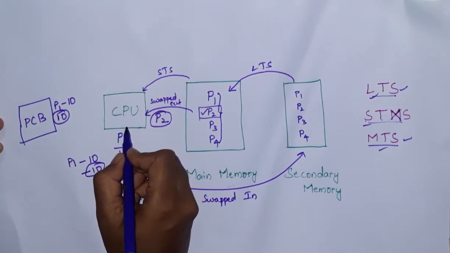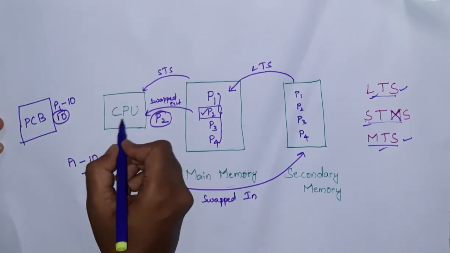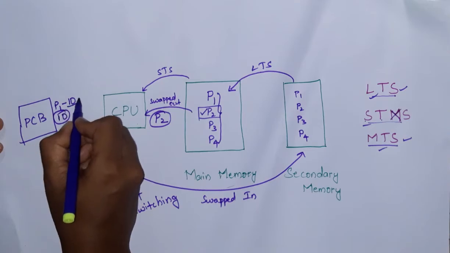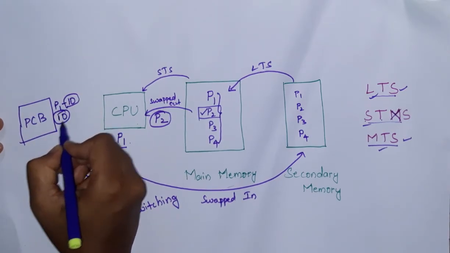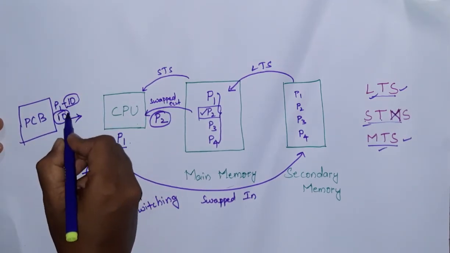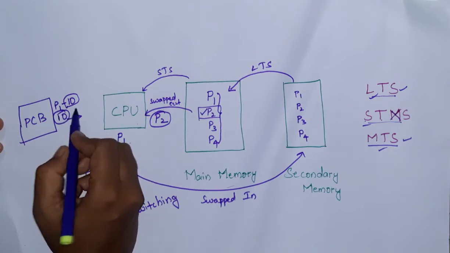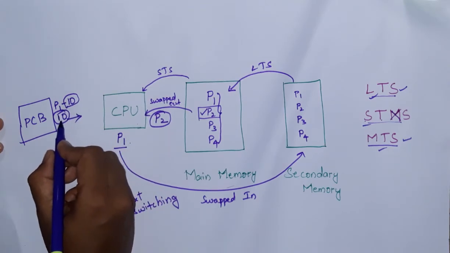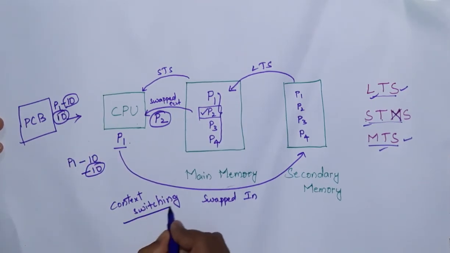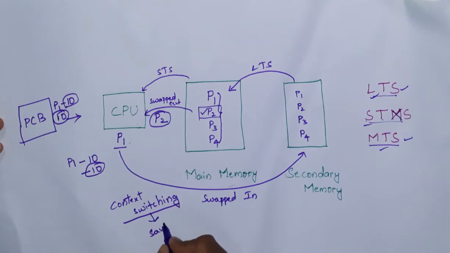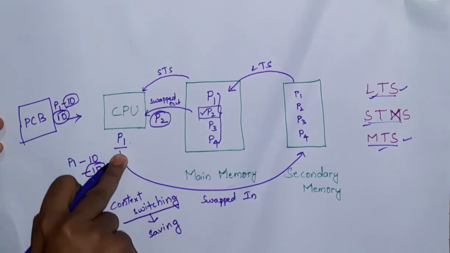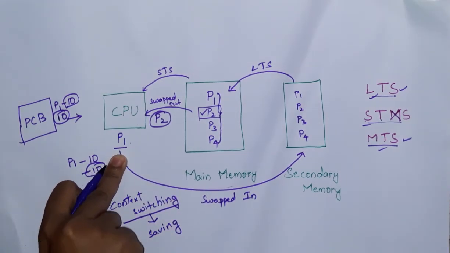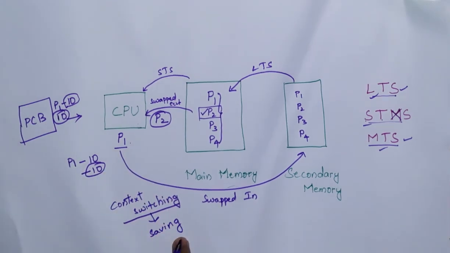Whenever the P2 process has executed, again MTS will bring back the P1 process to the CPU. At that time, the CPU will not execute these 10 instructions again. It will execute from the leftover. It will not execute the previous 10 instructions, but it will execute from here. This is nothing but context switching, meaning saving the information of the presently executed process.